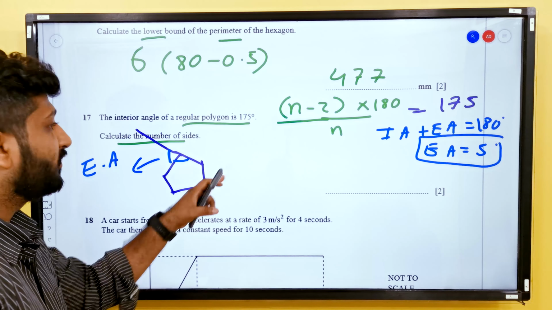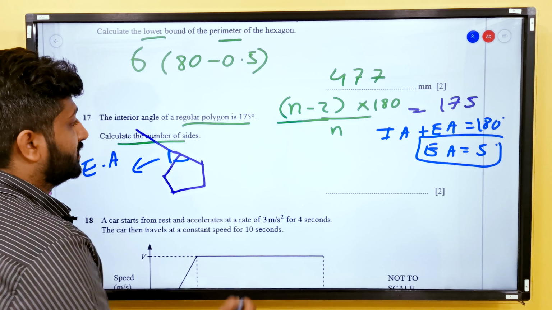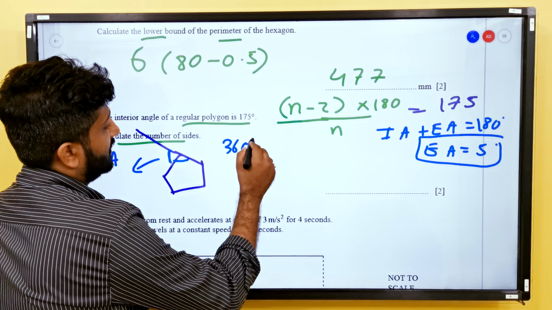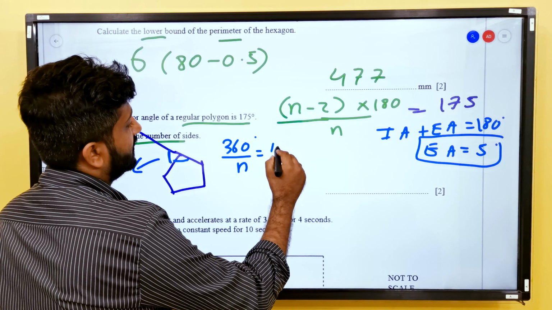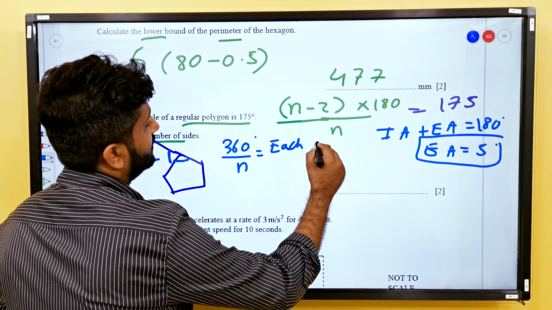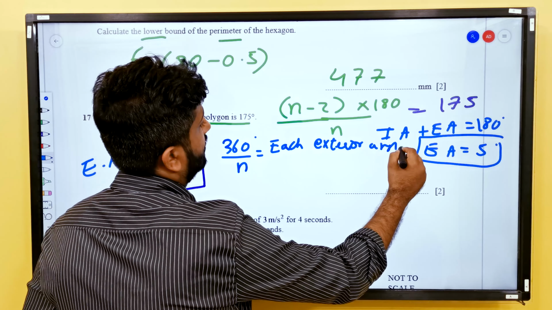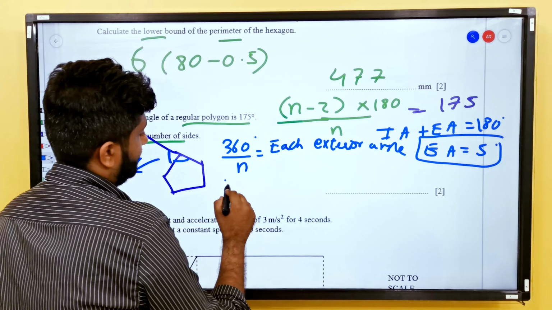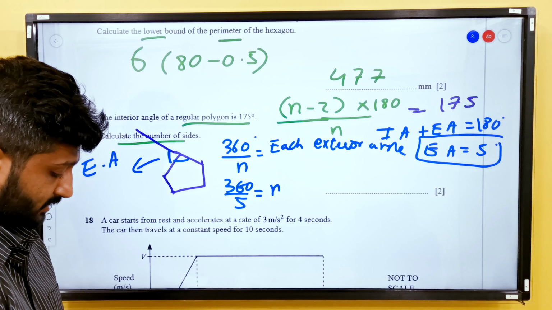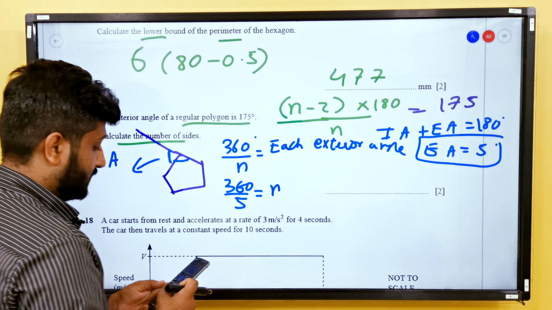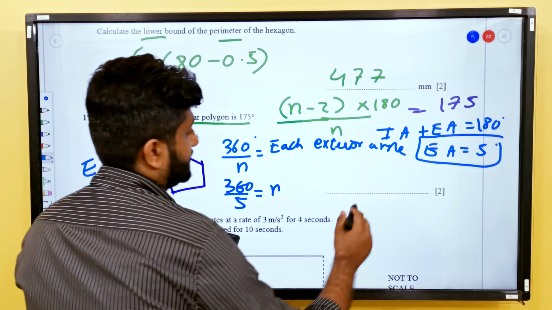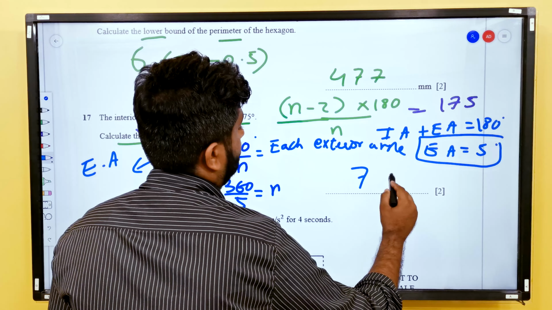And the total of all exterior angles is 360. So 360 divided by n gives you each exterior angle. Therefore 360 upon 5 is equal to n. I can rearrange this equation. So 360 divided by 5, which is 72. This polygon has 72 sides.